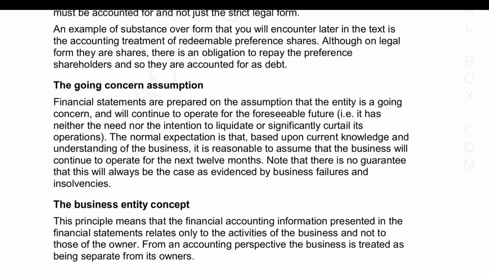Now there are some accounting principles and concepts. First is the going concern concept. It is one fundamental concept, and this principle assumes that a business will continue to operate indefinitely. For instance, when preparing financial statements, we don't usually consider the possibility of closing down or selling off assets unless there's evidence suggesting that might happen.